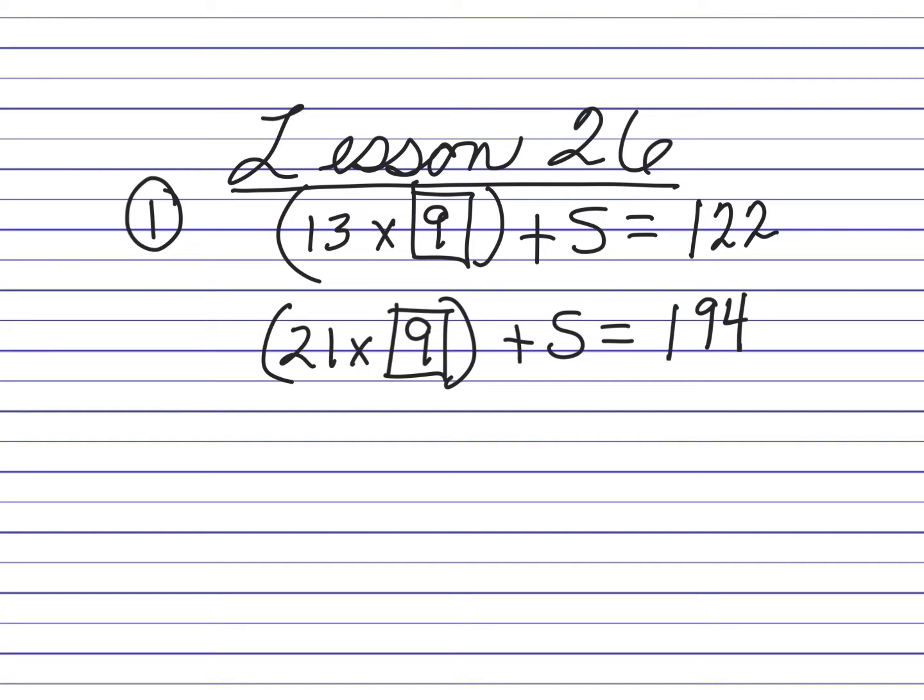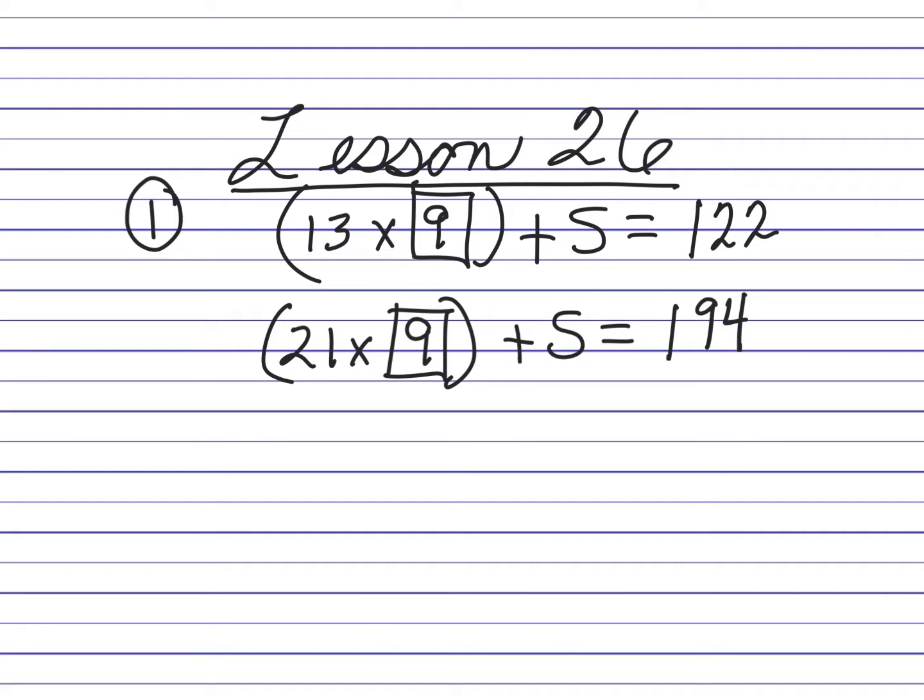Okay, in lesson 26, number 1 in your homework says create 2 whole number division problems that have a quotient of 9 and a remainder of 5. Justify which is greater using decimal division.